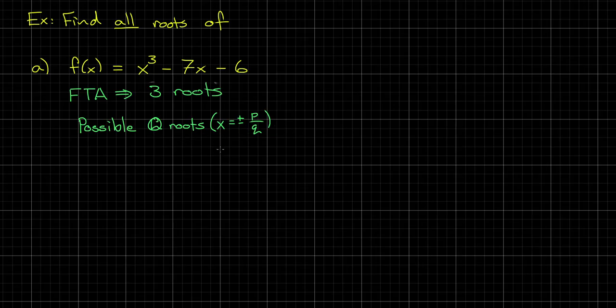P is what? Where do we get P and Q from? P is the constant term. What is the constant, or a sub 0, in this function? So don't care about the negative, but you're absolutely right. It is negative 6. All I care about is the 6. It's plus or minus. Let's start thinking about the factors of 6.